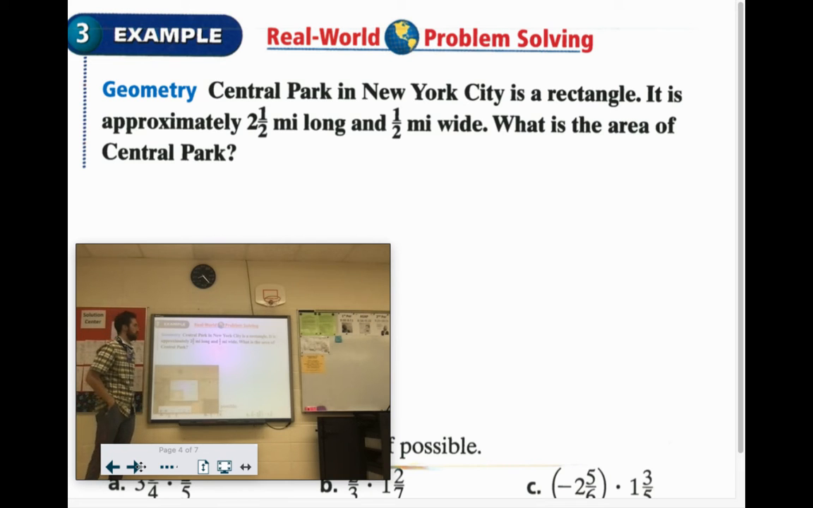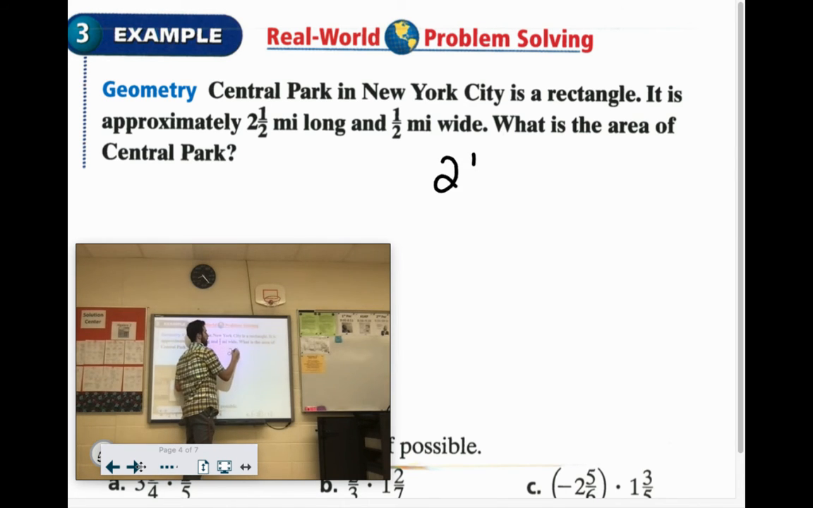Central Park in New York City is a rectangle. It's approximately 2 1/2 miles long and 1/2 mile wide. What is the area of Central Park? So remember, area of a rectangle, you just multiply the length and the width. So we're doing 2 1/2 times 1/2.